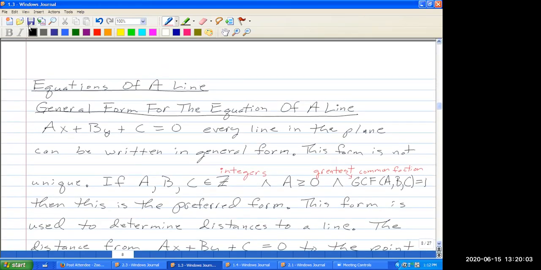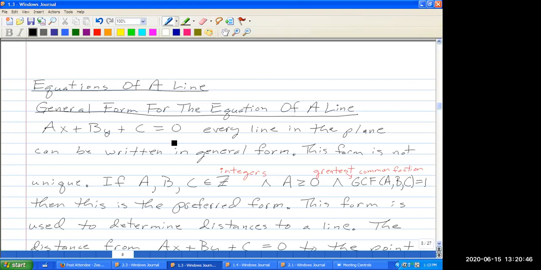Equations of a line. So this is just a recollection of the equations of a line. So we have several equations of lines that are popular. The general form for the equation of a line, ax plus by plus c equals 0, is called the general form for the equation of a line. So note that every line in the plane can be put into this form. If I have any line in the plane, I can write it in the general form.